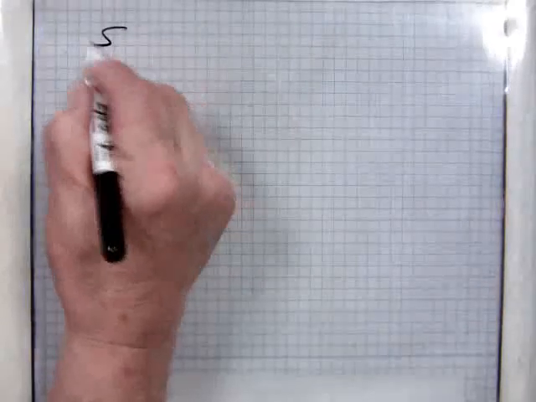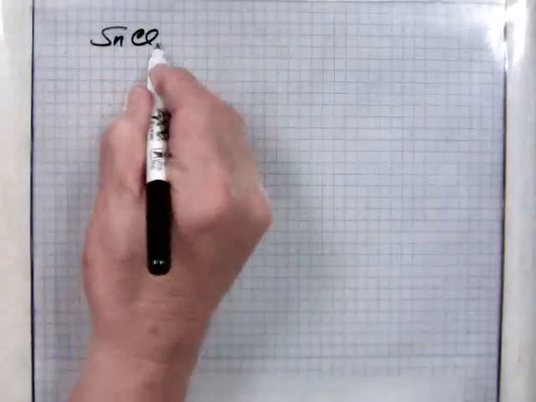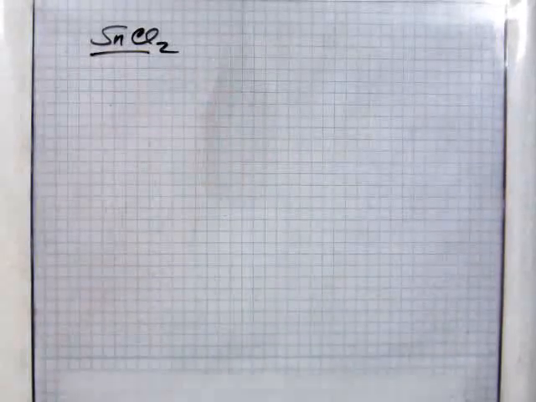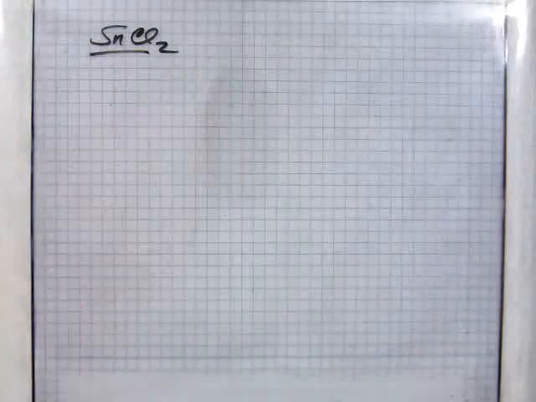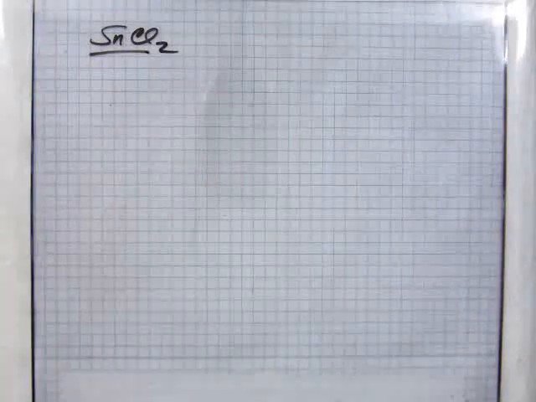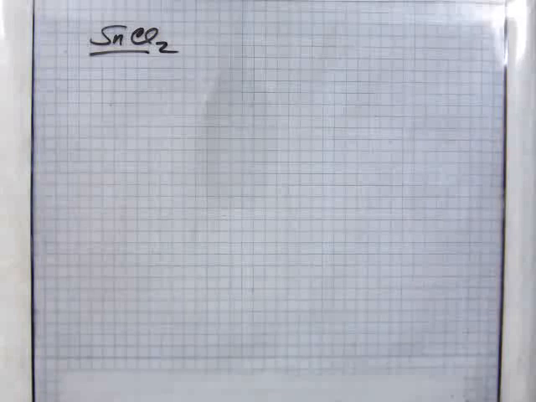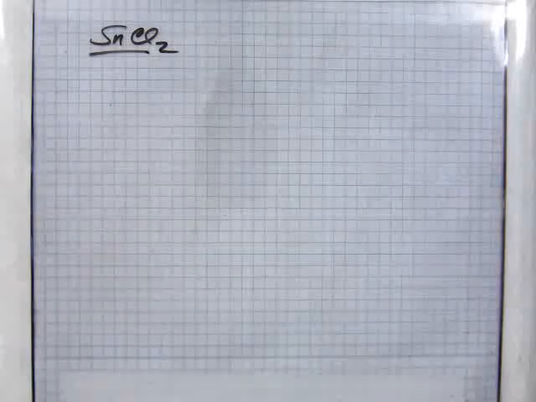So let's look at SnCl2, called tin dichloride or stannous chloride. Now the question is, is this a linear molecule, AX2, or is it something else? Actually, it's something else. So we have to go through the same process of evaluation: bonded pairs, non-bonded pairs, etc.